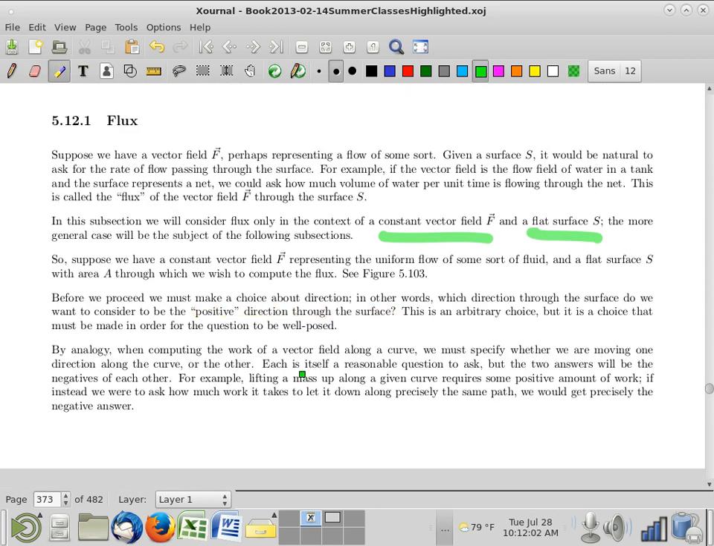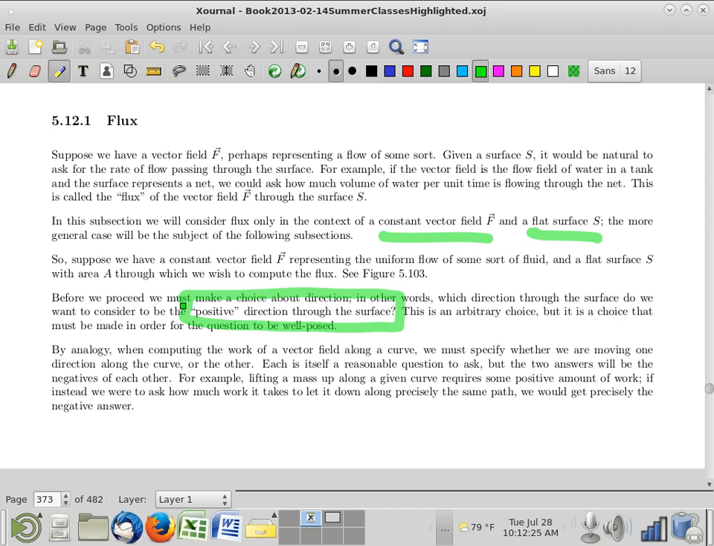We have to clarify one thing, and that is which way do we want to keep track of fluid flowing through the surface. If you have a surface, fluid flowing that way is pretty different, really, than fluid flowing the other way. There's going to be some direction that you want to call the positive direction through the surface.